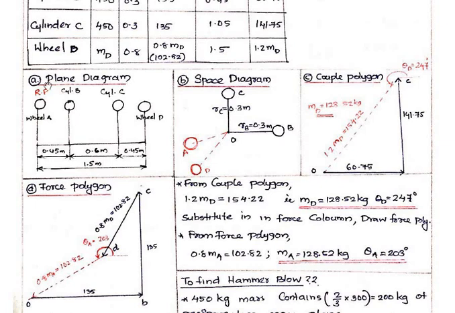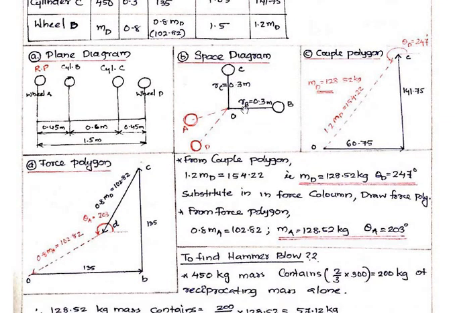First step, draw the plane diagram. That means cylinder B and cylinder C are 0.6 meter apart. So first of all we draw two cylinders 0.6 meter apart. Then wheel A and wheel D, two wheels 1.5 meter apart. So again 1.5 meter is the distance between A and D. The distance between B and C is 0.6. The difference will be 1.5 minus 0.6, you will get 0.9. Half of it is 0.45 from the reference plane to cylinder B. Similarly, cylinder C to plane D is 0.45.